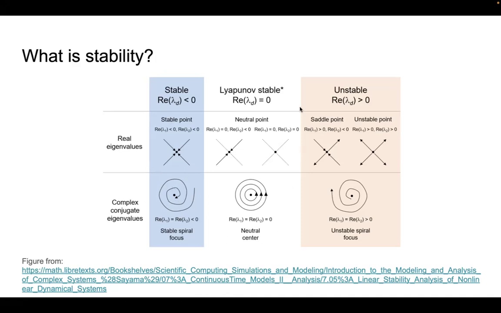Then you have Lyapunov stable, which would be, for example, one of those limit cycles, where it stays the same constantly, but it doesn't go to a specific point. And then you have unstable systems that move away from the point. In fact, these are all examples of unstable systems where the real part of the eigenvalues are larger than zero.